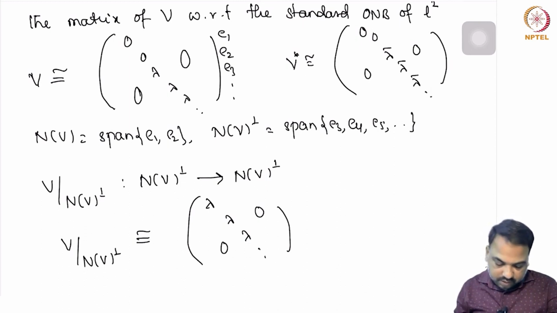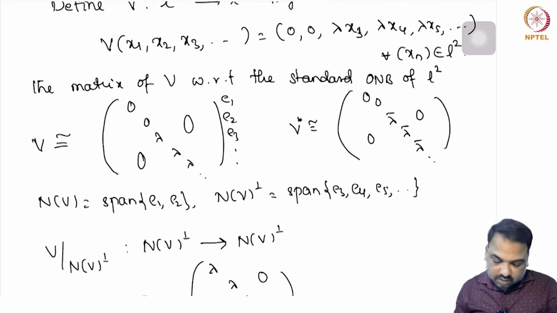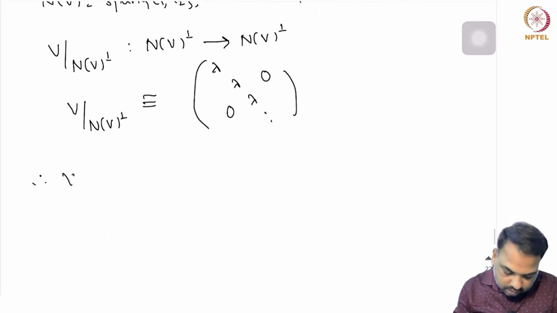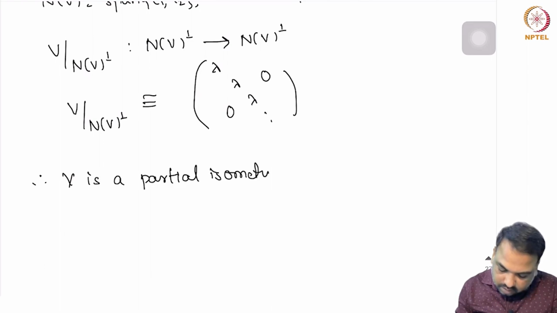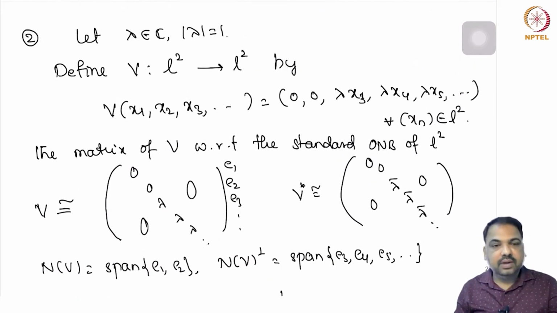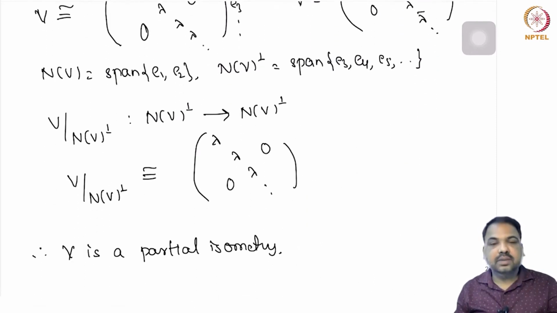Hence this particular restriction is an isometry. Hence we can say that the original map is a partial isometry. So therefore V is a partial isometry, but this is not an isometry, because if at all this is an isometry, it has to be 1-1, but here the kernel of V is exactly the span of E1 and E2, which is non-zero. So this is a partial isometry but not an isometry.